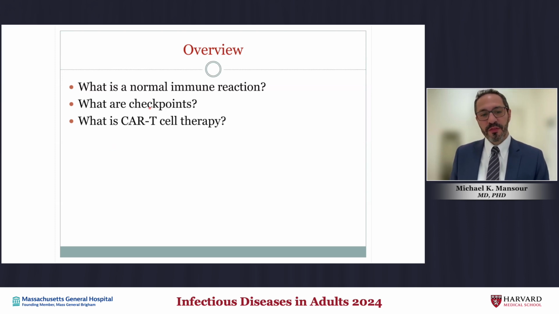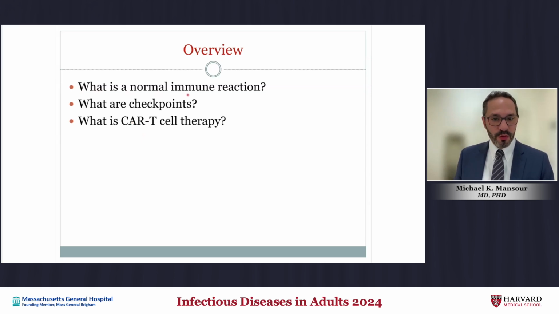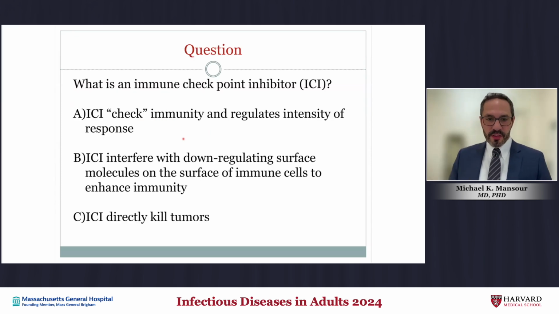As infectious disease physicians, we will certainly come across patients who have received one or sometimes both of these therapies. So to understand these, the first point I'd like to review is what's the normal immune reaction, and then how do these two types of therapies interfere or augment that immune reaction for a better oncology outcome. So the talk is in two parts. Let's talk about the immune checkpoint inhibitors.